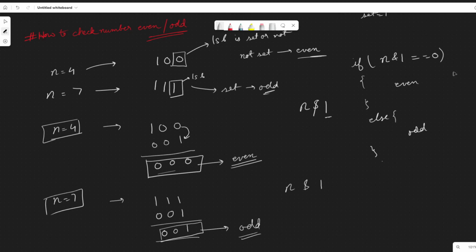Okay, now we move forward. So our next topic is swapping two numbers. How to swap two numbers?